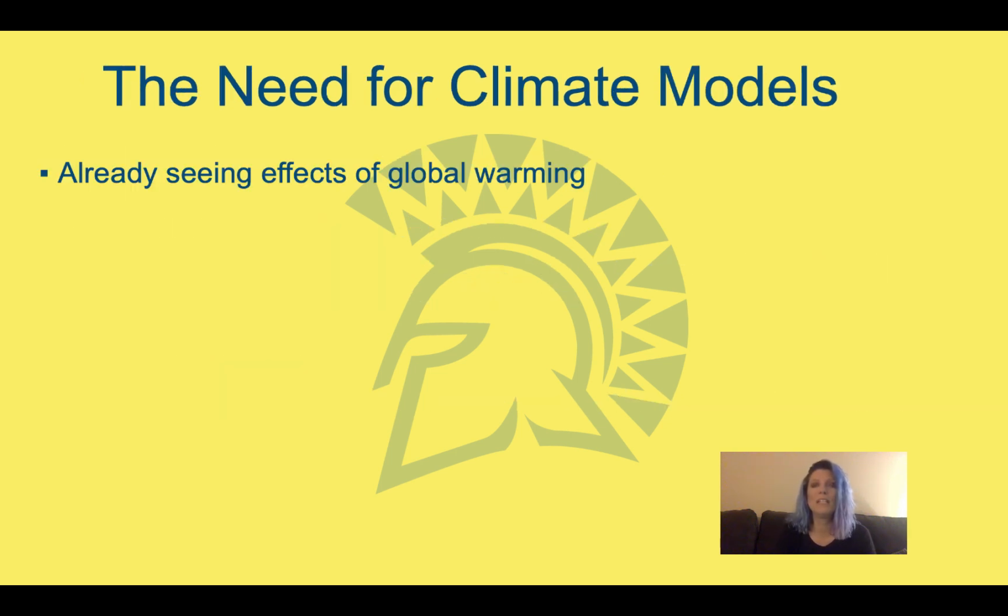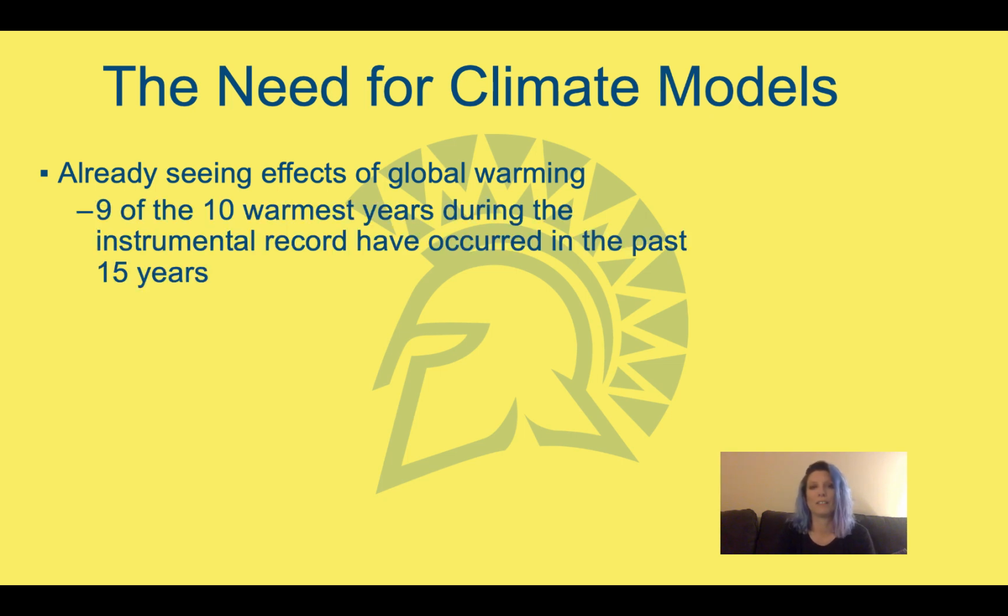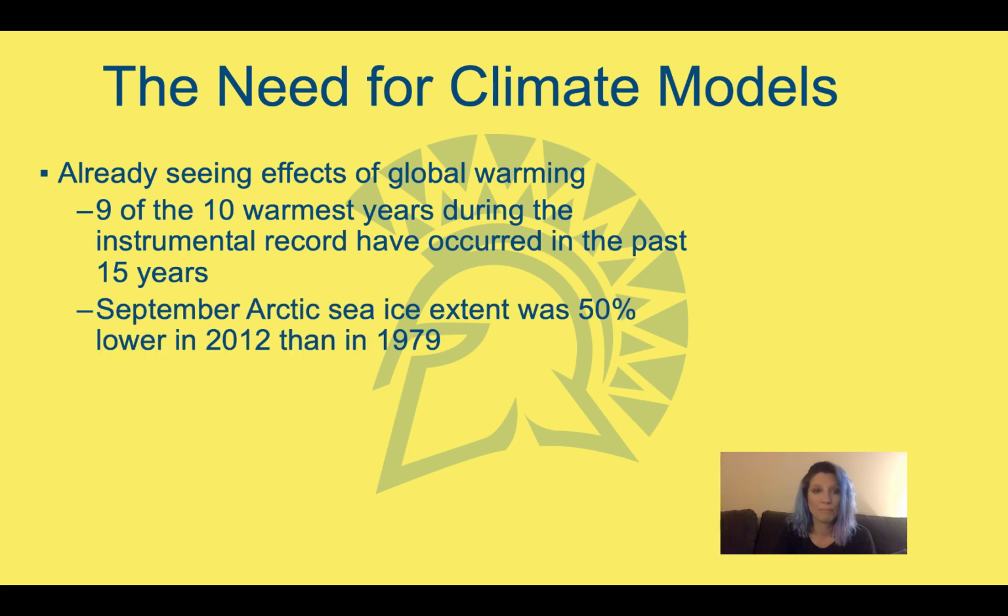So there is a need for climate models. Why do we need them? Because we're already seeing effects of global warming. So 9 of the 10 warmest years during the instrumental record have occurred in the past 15 years. That's kind of insane if you really think about it. When did instrumental records begin? It was in the early 1900s. So we're talking about over 100 years worth of data. 9 of the 10 warmest years have occurred in the past 15. So they've all been in recent times.